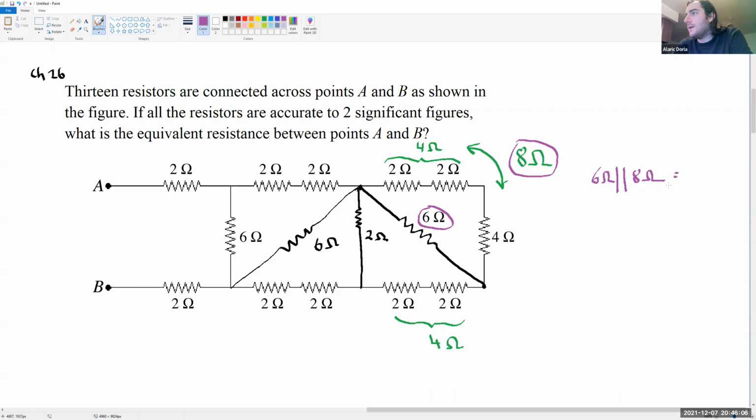So that's going to be 6 times 8 over 6 plus 8, right? Whatever that equals. 48 over 14. We could reduce this to 24 over 7, but you see it doesn't reduce to a nice neat fraction, right? So 24 over 7 there.